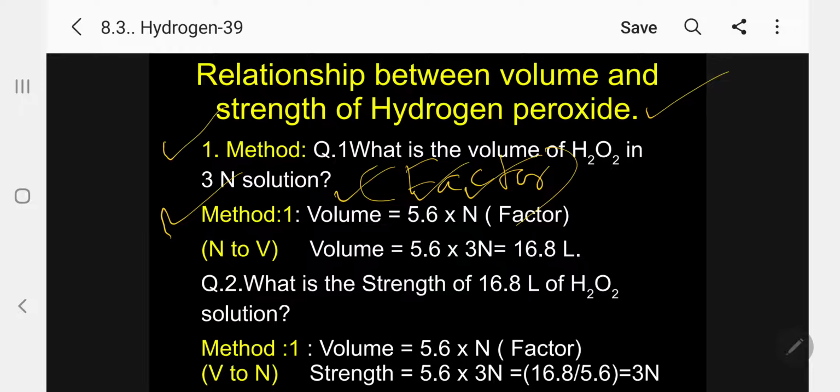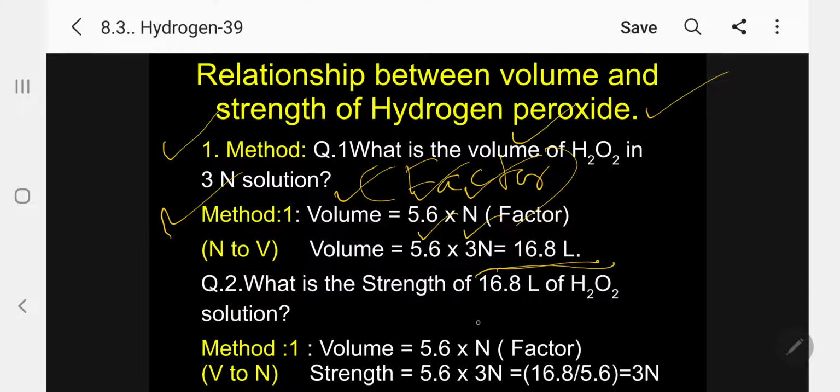So the first question, let me read now. What is the volume of hydrogen peroxide in 3N solution? So the N value we know, 3N. So 5.6 into 3N, so the answer is 16.8 liters is the volume. Kindly follow.